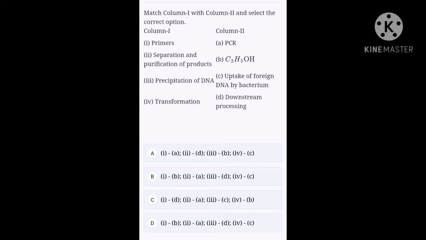Match column 1 with column 2 and select the correct options. Column 1: primers, separation and purification of products, precipitation of DNA, transformation. Column 2: PCR, ethanol, uptake of foreign DNA by bacterium, downstreaming process. First one goes with A, PCR, then separation and purification of products goes with D, downstream process, and precipitation of DNA goes with ethanol, and at last transformation matches with C, uptake of foreign DNA by bacterium. So these are all given in option A, and A is the right answer for this question.